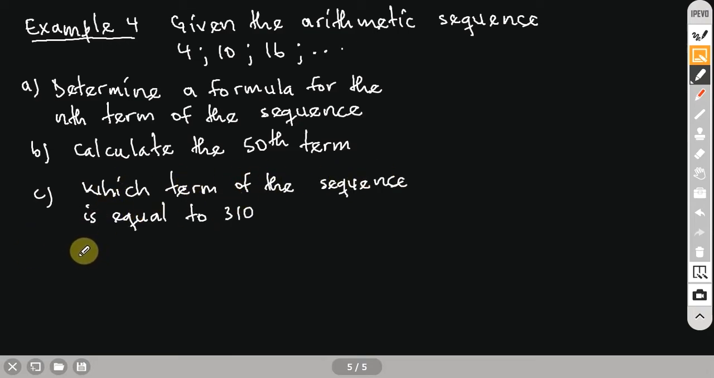Okay, now we have example number 4. Let me read the question. Given the arithmetic sequence 4, 10, 16. Question A, determine a formula for the nth term of the sequence. Question B, calculate the 50th term. And C, which term of the sequence is equal to 310.